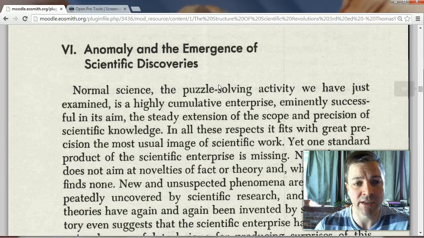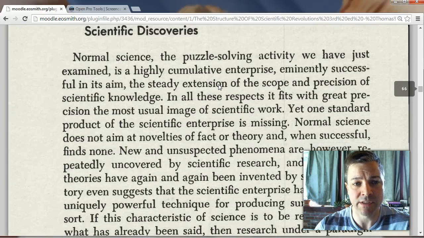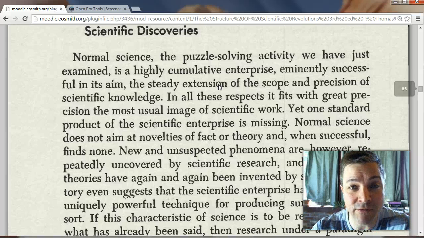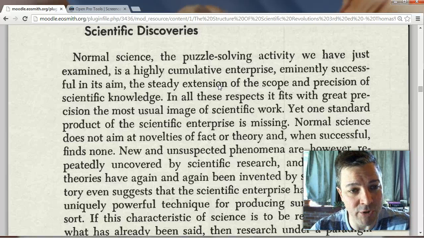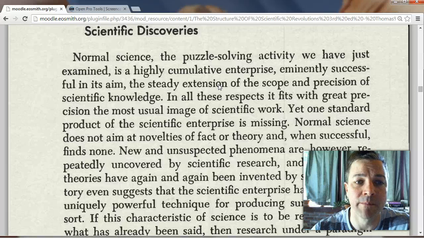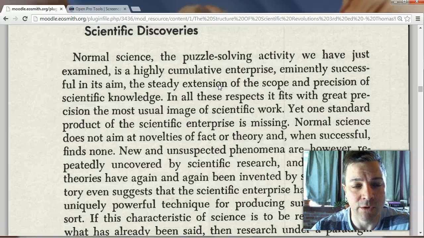Anomaly and the Emergence of Scientific Discoveries. This is section 6. Notice we're jumping ahead here, so we skipped the first 5 chapters of the book. And I'm going to try to give you some background on this. But let's just see what we can do without having any background. So the first paragraph, normal science.